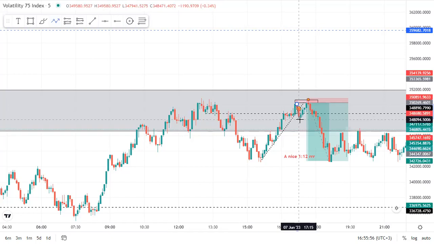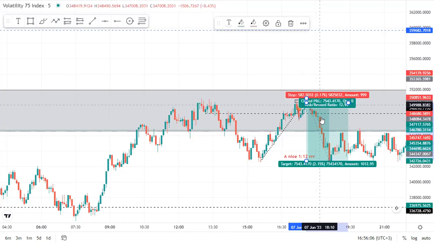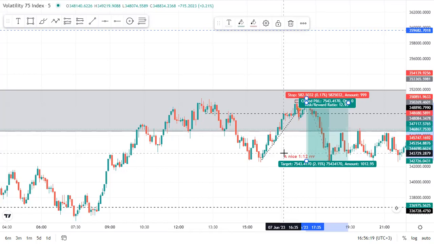And price also comes back to an order block that caused the breakup of this trend line. So we take our short setup right here and aim for 1 to 5. But this one gave us a 1 to 12 risk reward ratio. That was a good risk reward ratio for the trade. So guys, that's how I trade reversal setups.